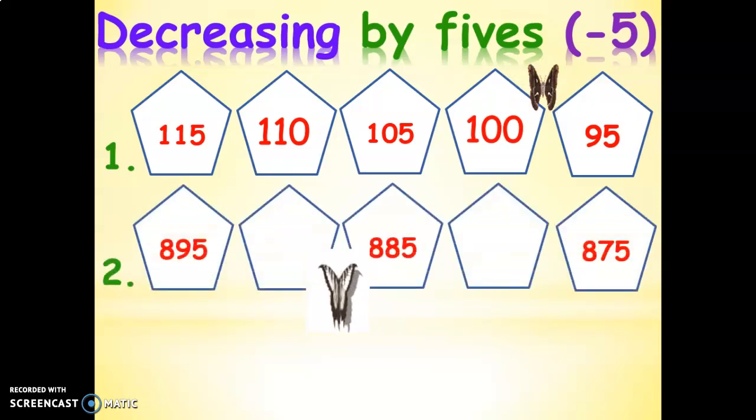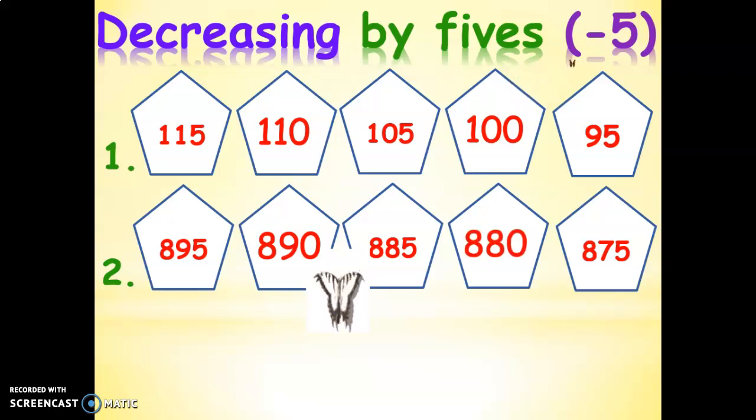Now for number 2, starting off with 895, minus 5 is now 890. Minus 5 again is 885. Minus 5 is 880. And the last number is 875.